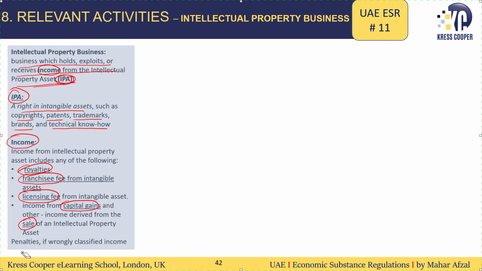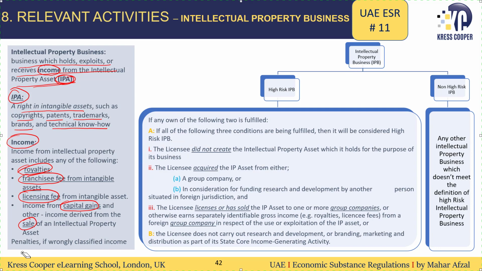Intellectual property business can be classified into two categories. First, it can be high risk intellectual property business. Second is a non-high risk intellectual property business. For the high risk intellectual property business, they said if either of the following two conditions, A or B, is being fulfilled, then it will be considered that the licensee is conducting high risk intellectual property business. In the first condition, they said if all these three conditions are being fulfilled, then it will be considered that the licensee is conducting high risk IPB.